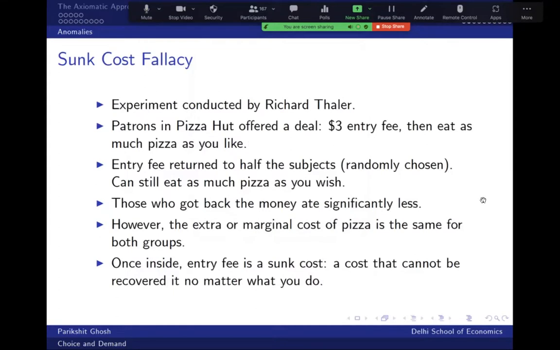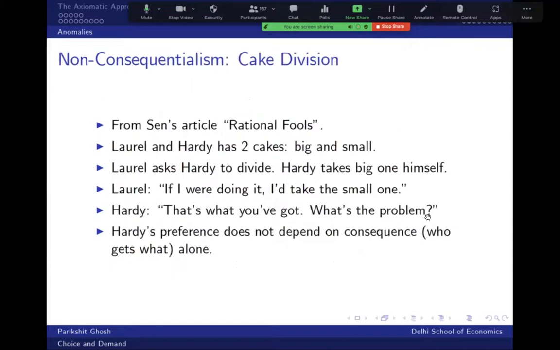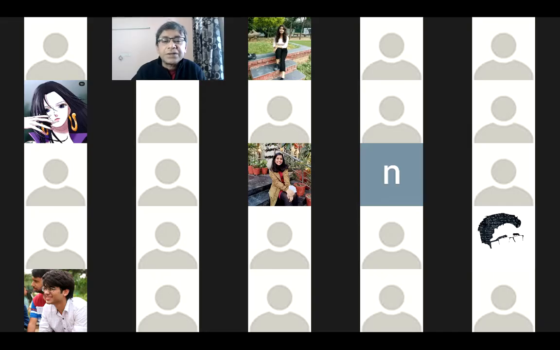Okay, let me move ahead to another example. Let me just rearrange this thing.